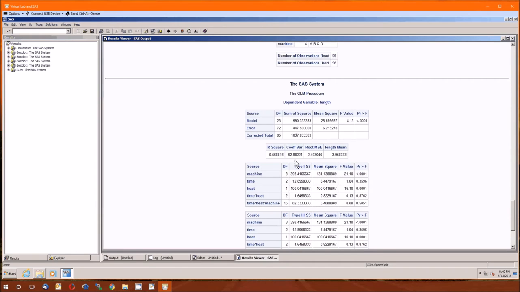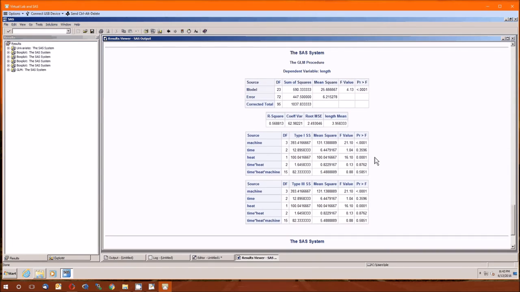There's the R-square, the coefficient of variation, the root mean squared error. The root mean squared error is just the square root of the mean squared error, and then the average of the lengths. Those four are given in the next part of the table. And then third part of the table, starting with machine, time, heat, 3, 2, 1, 2, 15. Notice that 3 plus 2 plus 1 plus 2 plus 15 is equal to the 23.